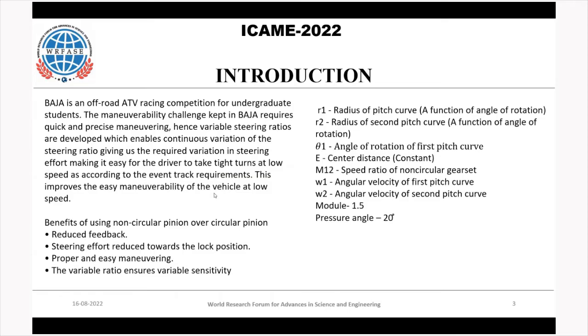Hence, we developed a variable steering mechanism using an elliptical pinion and curved rack, giving us the required variation in steering effort, making it easy for the driver to take tight turns at low speed. Benefits of using a non-circular pinion over a circular pinion are reduced feedback, steering effort reduced towards the lock position, and proper and easy maneuvering, and the variable ratio will ensure variable sensitivity as we steer from center to lock position.